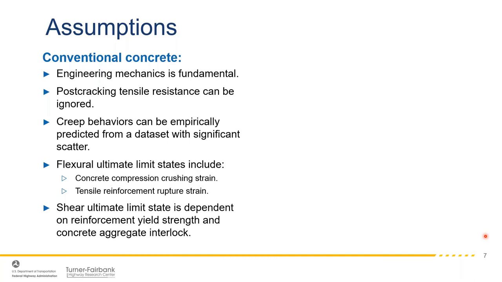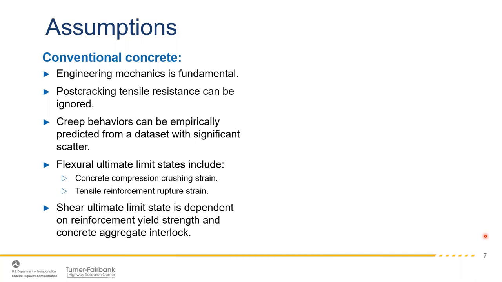Now, flexure and beam shear, those are two things that people think about a lot. At the flexural ultimate limit state, we have two limits that we commonly deal with when we design reinforced concrete. We have the concrete compression crushing strain. That's one of the limits, and if you get there, then your member has failed. That is a limit state. We also have the tensile reinforcement rupture strain. That's your mild steel reinforcement or your pre-stressing strands on the flexural tension side. When they reach the rupture strain, you're going to rupture that steel, and that obviously is a failure limit.